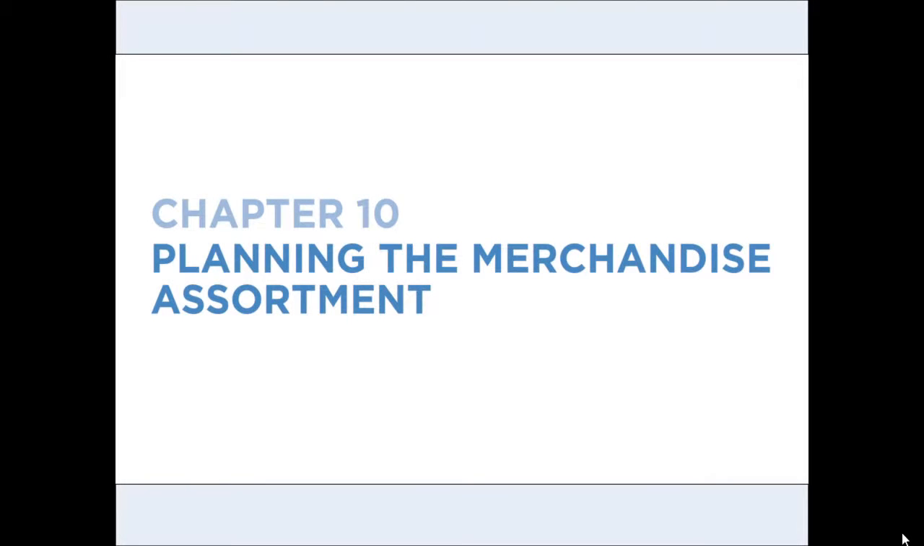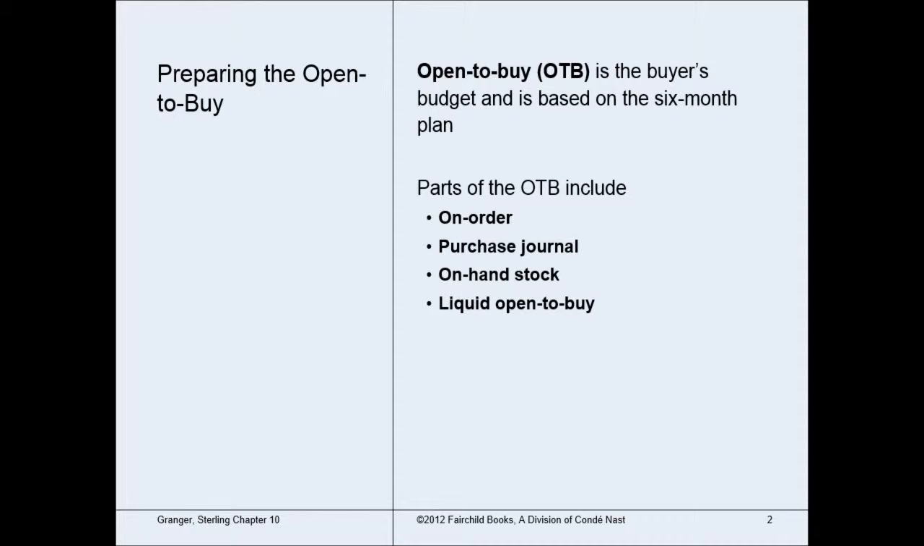This is Chapter 10, Part 2, and in the second part we're going to focus more on the number side of the buying process and look at what else goes into the buying process. Look at preparing the open to buy. After the merchandise assortment is planned, the buyer is ready to prepare the open to buy.